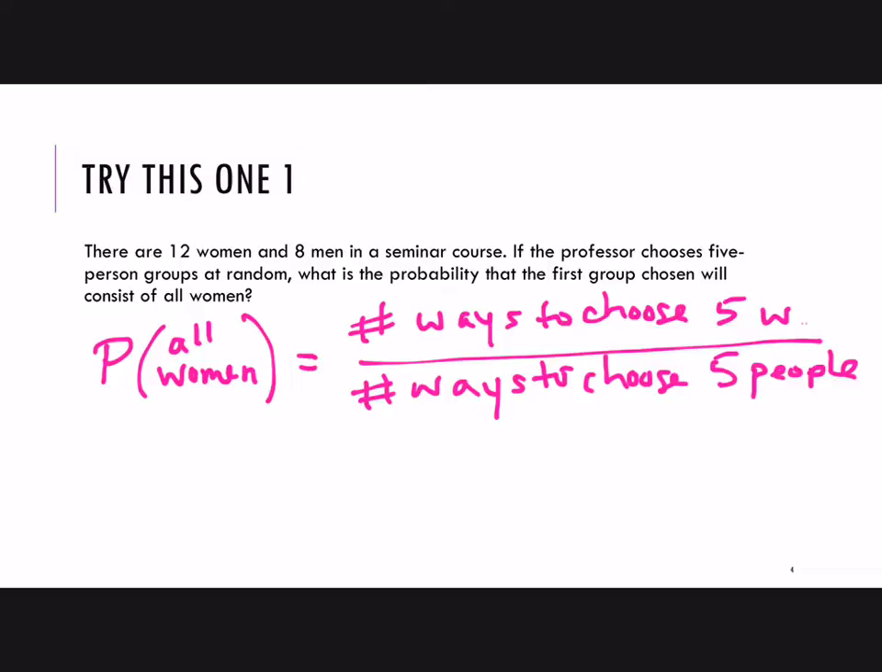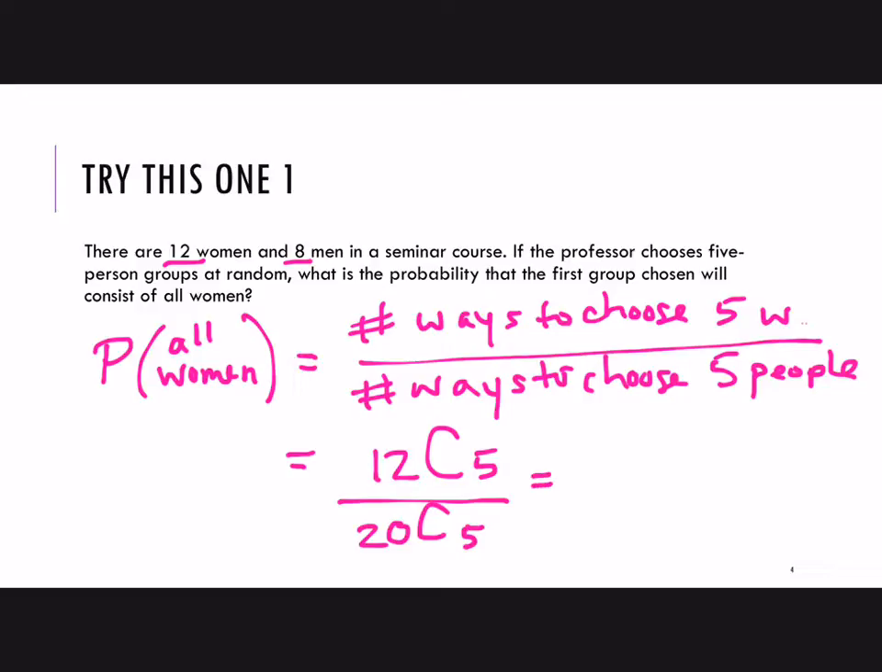Okay, so for the number of ways to choose 5 women, there are 12 to choose from, so that's 12 choose 5. And the number of ways to just choose 5 people in general, considering all of the combinations. This time we ignore whether or not someone is a man or a woman and just say that there are 12 plus 8 or 20 people. And we want to look at the number of ways to make combinations of 5 of those.